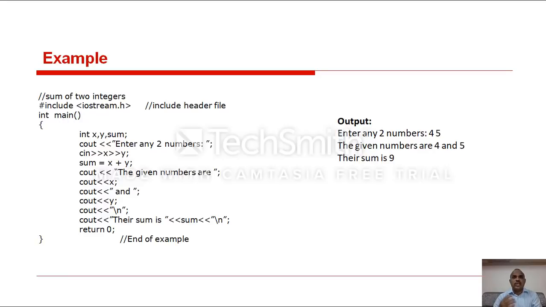These instructions are called executable statements, or statements. Every statement should end with a semicolon. In the C programming language and in the C++ programming language, every statement must end with a semicolon. For example, here: integer x, y, sum; cout enter any two numbers; and so on. So every statement must end with a semicolon.